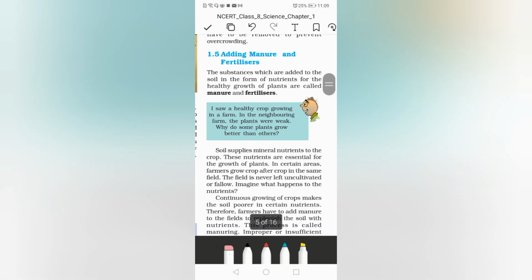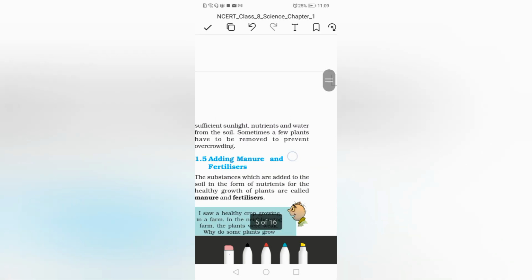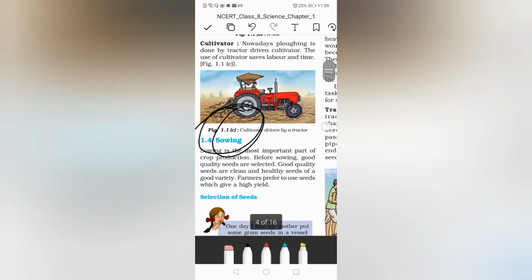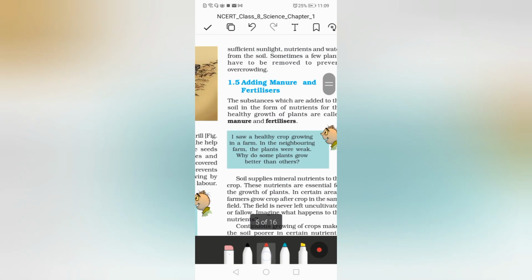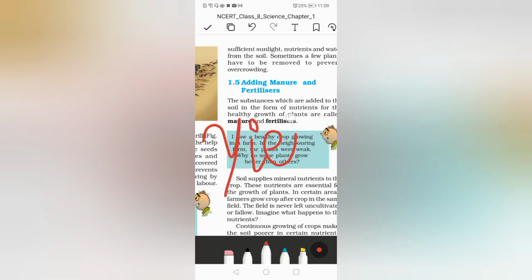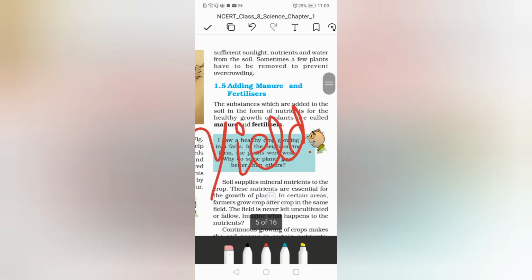Unless you add manure and fertilizers, then it'll be fine. Okay, and also one thing I wanted to make clear is that this word yield, I just realized I didn't tell you the definition. Yield, this is the spelling, yield. Okay, so now what is the meaning of the word yield?